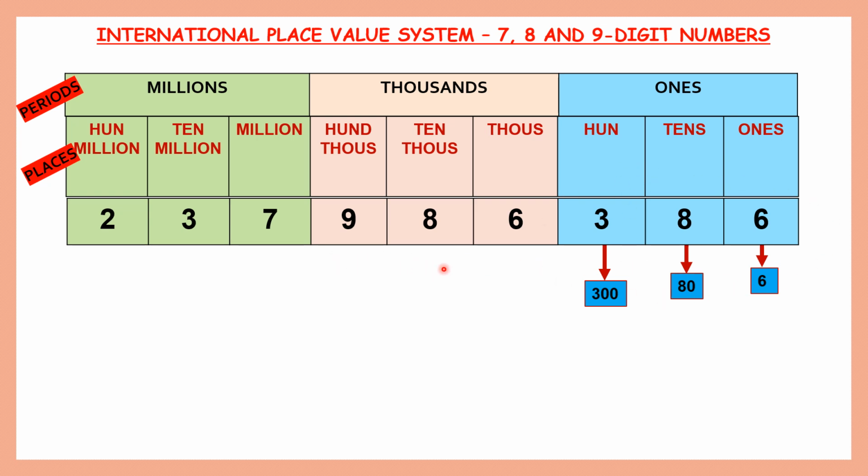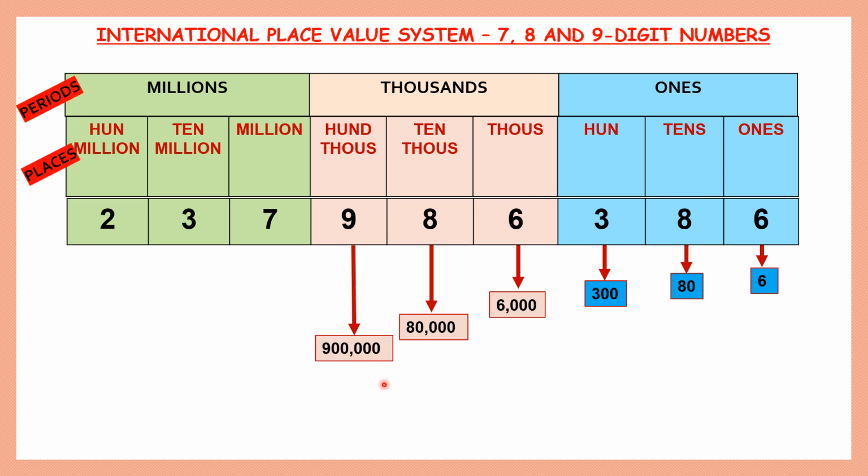Let's go to the thousands period. So this will be 6 in the thousands place. That is 6 into 1000 is 6000. 8 is in the 10,000s place. So 8 into 10,000 will be 80,000. Now 9 is in the 100,000s place. So that will be 9 into 100,000. That is 900,000. So the ones period has 3 places. The thousands period also has 3 places.